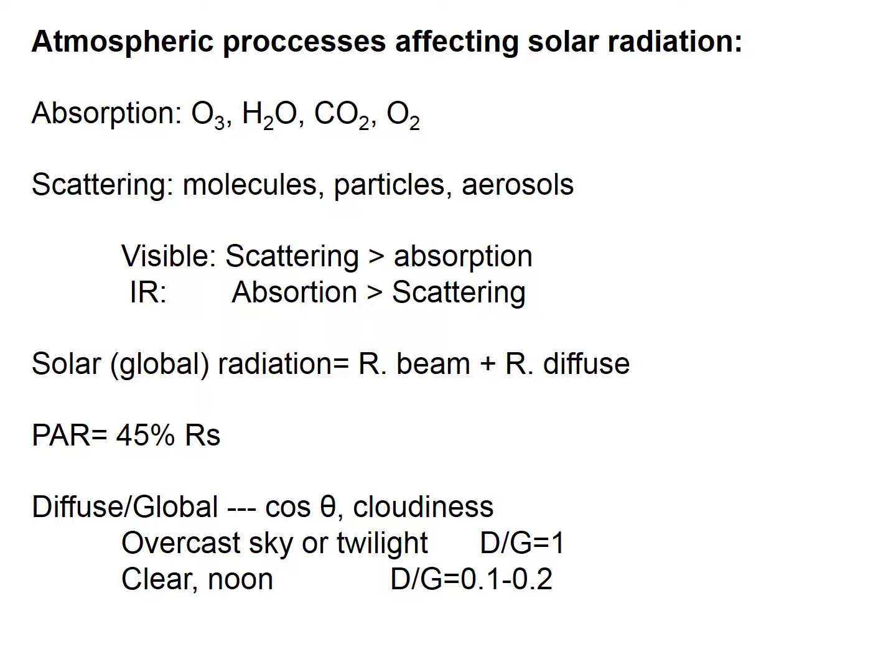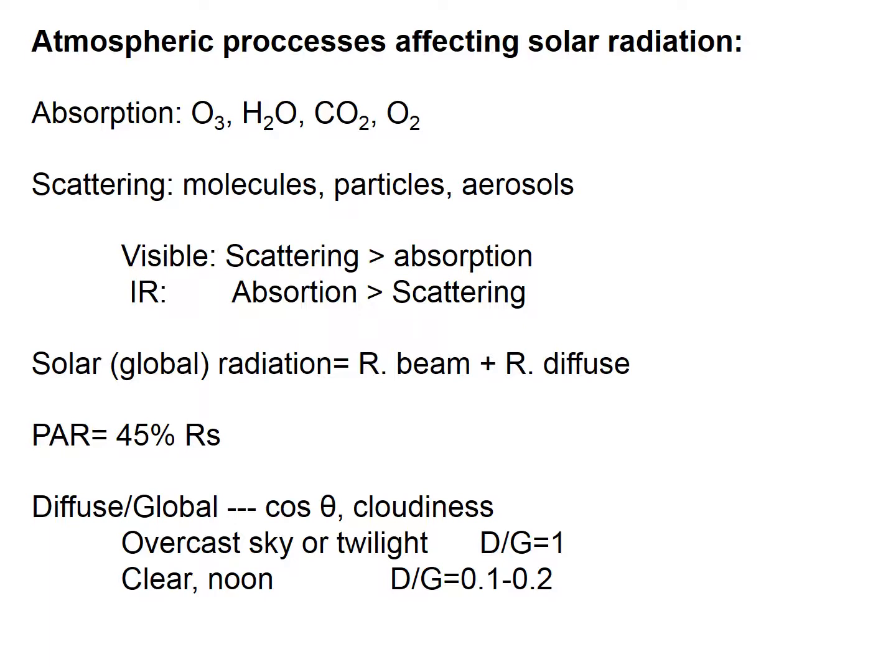Those processes generate a so-called diffuse component of solar radiation. Diffuse in the sense that it comes from all the hemisphere, it comes from all the sky.